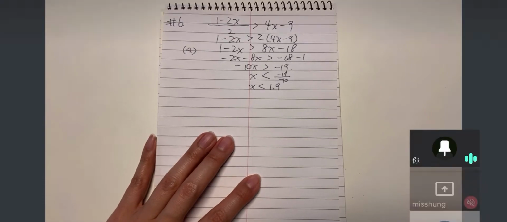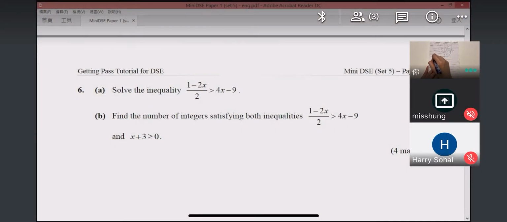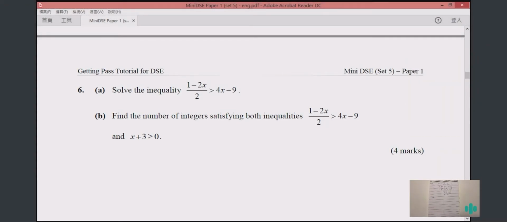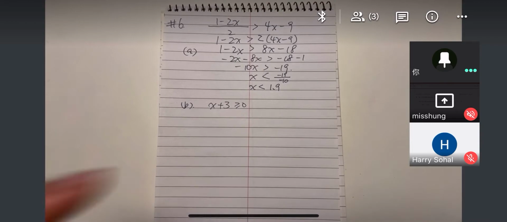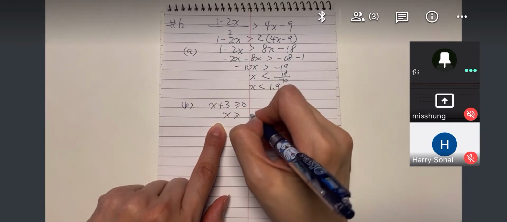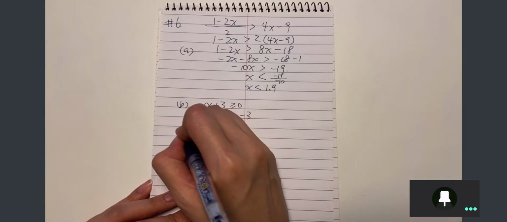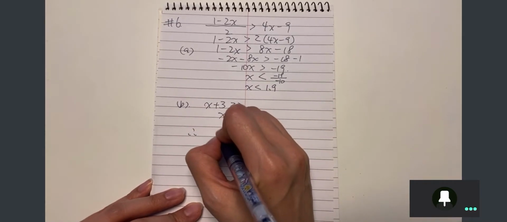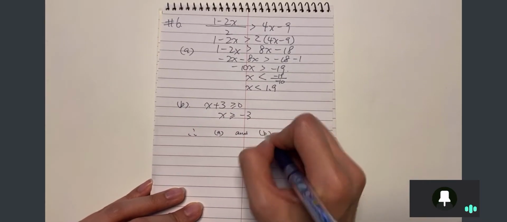And then for part B, find the number of integers satisfying both the inequalities in part A and also x plus 3 bigger than or equal to 0. This one easily can get x bigger than or equal to negative 3. And then because you are going to find the number of integers within the range, you need to find the range first. So therefore, part A results and part B results.